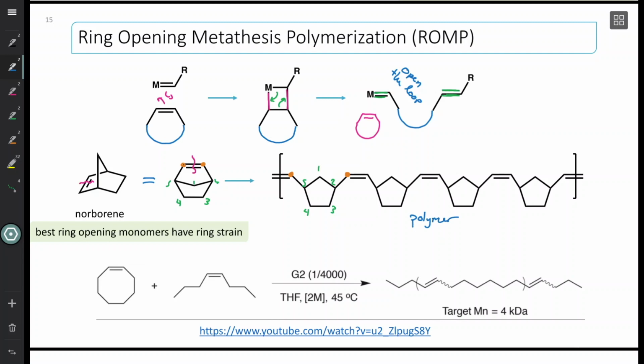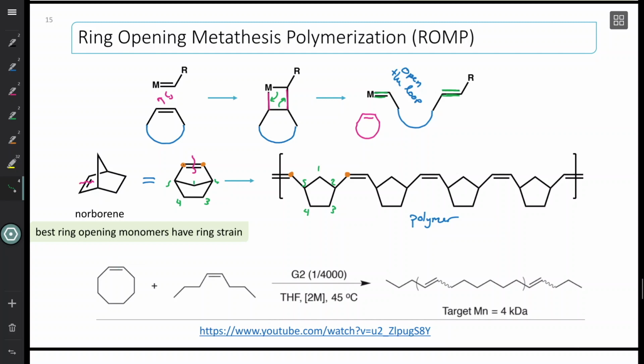And you'll notice that the polymer still has double bonds in it, though. With especially the third generation Grubbs catalyst, this goes really fast, and you get high molecular weight polymers, maybe too high molecular weight. So I found this cool example on YouTube where they're opening up this 8-membered ring. Still not a lot of strain, but there's some.